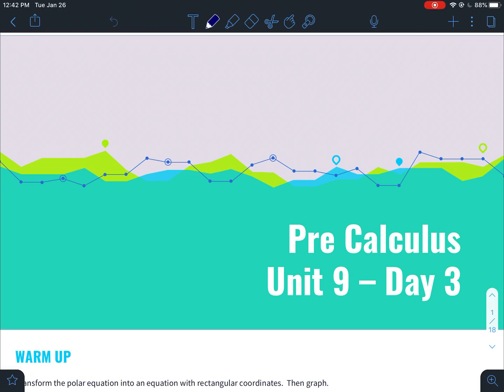These are your notes for Unit 9, Day 3 of PreCalculus. If you would like to see the warm-up, review question, or any homework questions we covered in class today, just look at the finished notes.